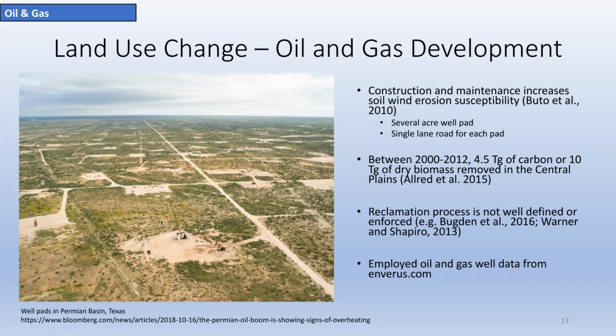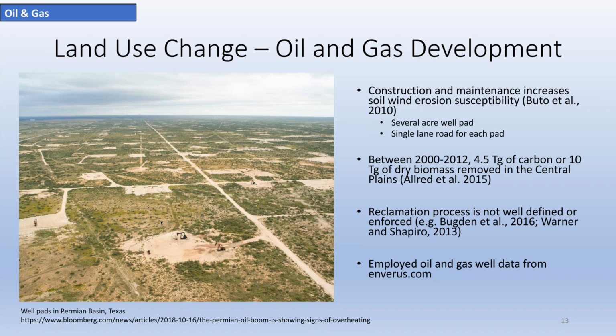A lot of this occurs because of dry biomass removal, in addition to ongoing vehicle and construction traffic. And unfortunately, the reclamation process is just not well defined or enforced for well construction. Once a well is plugged or stops production, it can still take up to 60 years for that surface to be revegetated. So this is a compounding issue.